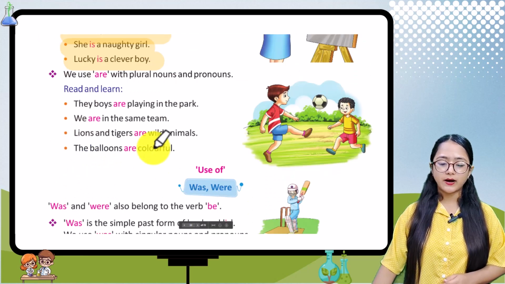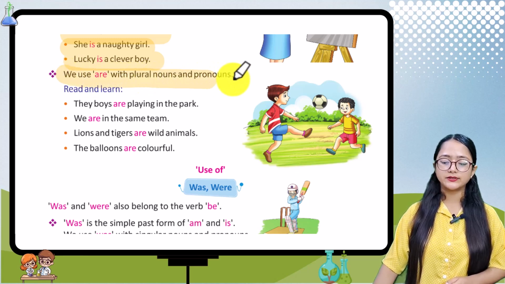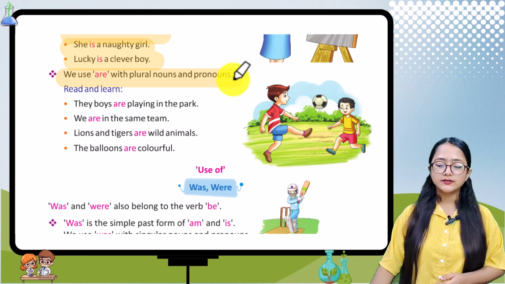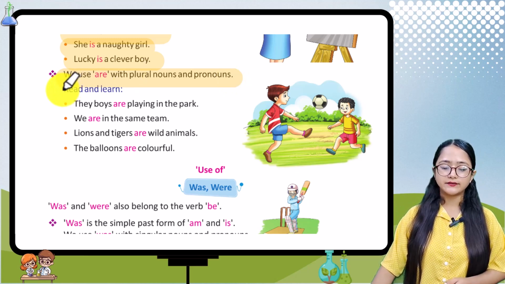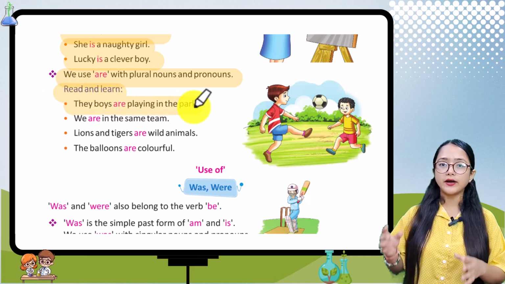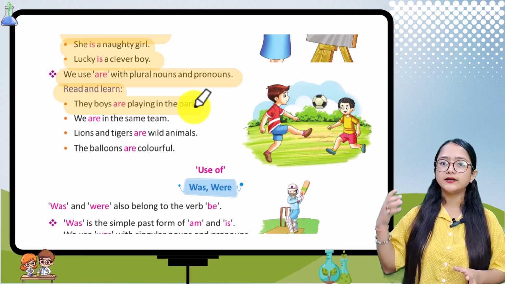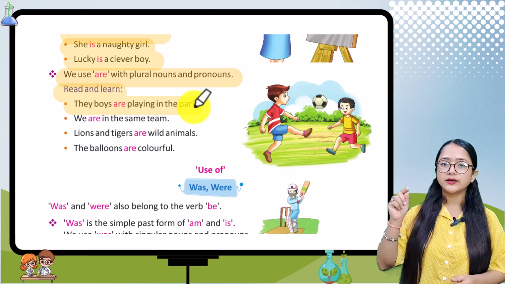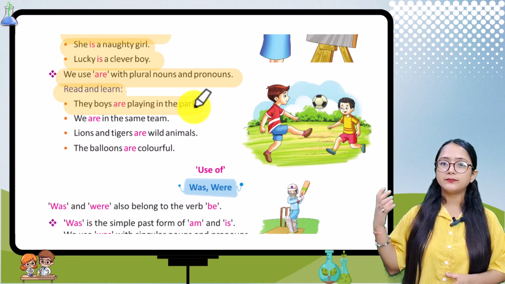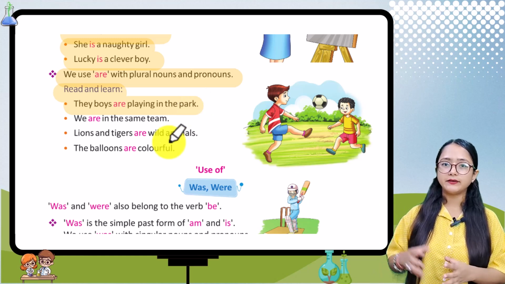Now let's talk about it: we use are with plural nouns and pronouns. Here some examples are given. Read and learn. The boys are playing in the park. The boys, it is talking about more than one boy. So here are is what? Are is the plural form, and it comes under the category of the helping verb.